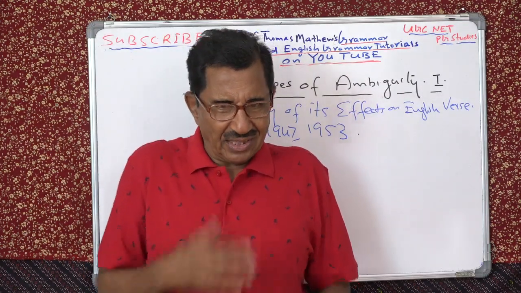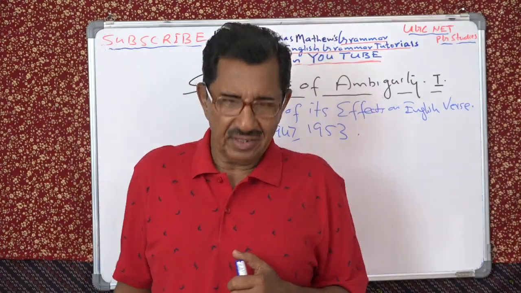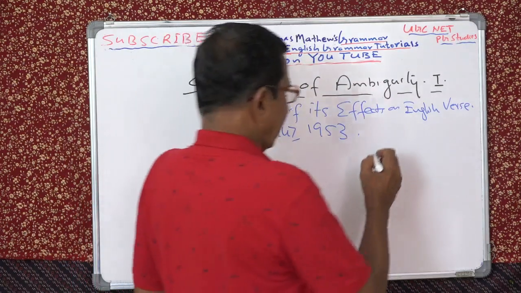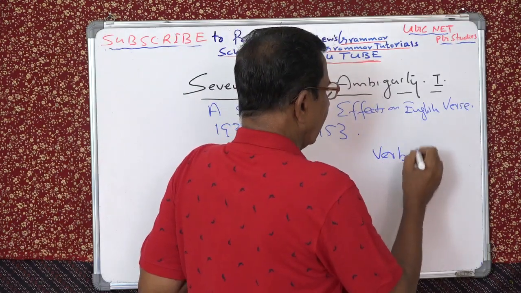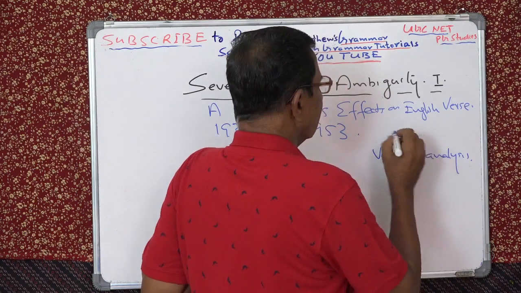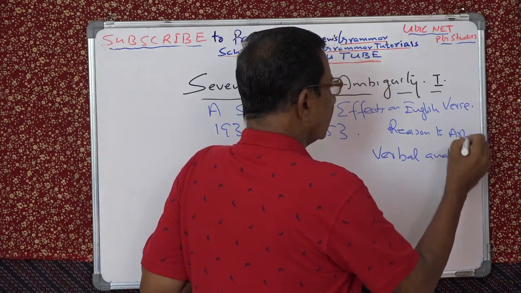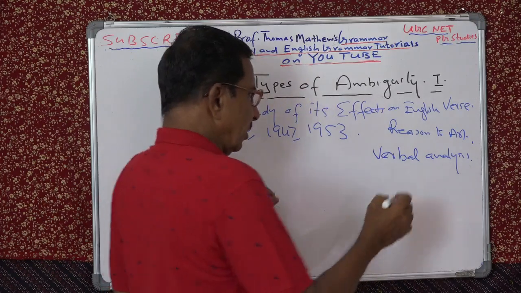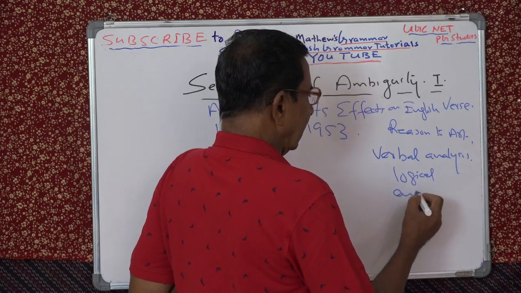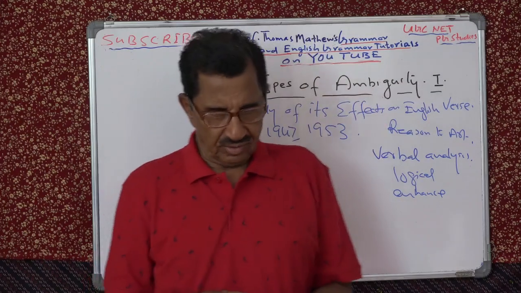Understand? So the method of verbal analysis is the main point of this book. Verbal analysis, or reason, applying reason to art. Reason to art, we are saying. Verbal analysis, and then logical analysis. And you enhance. These are the key words here. Enhance your enjoyment.